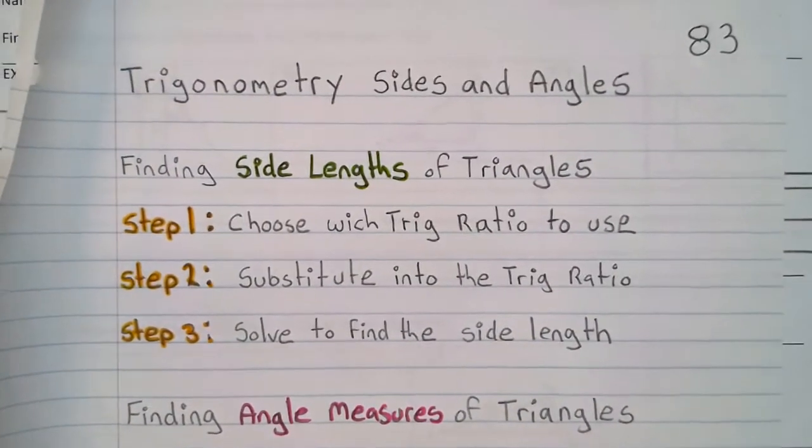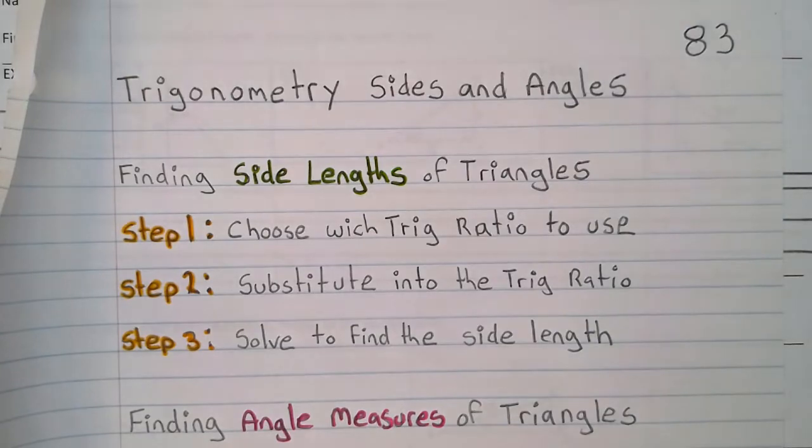All right, so trigonometry, sides, and angles on page 83. Finding side lengths of triangles. Step 1, choose which trig ratio to use. Step 2, substitute into the trig ratio. Step 3, solve to find the side length.